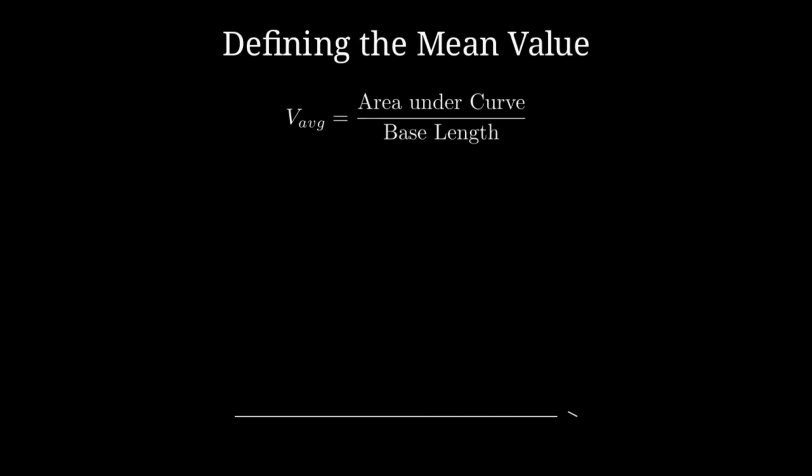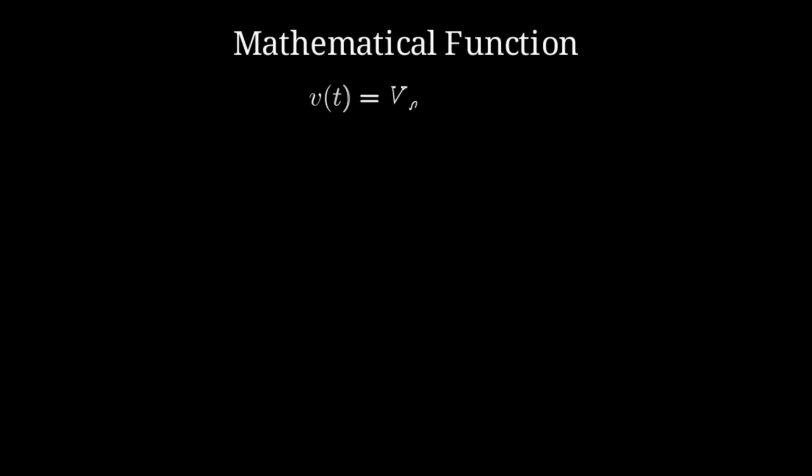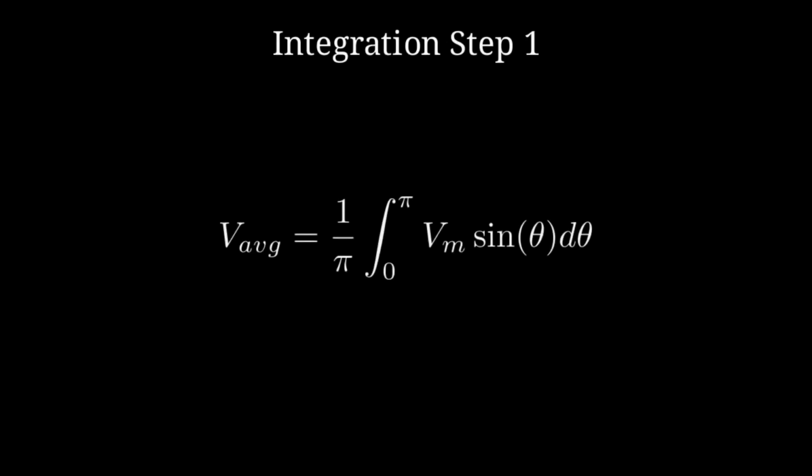The mean or average value of a periodic function is defined as the area under the curve for one cycle divided by the length of that cycle. For a rectified wave, we calculate this over a half period, from 0 to pi. The instantaneous voltage is represented by the peak voltage Vm times the sine of omega t. Since the full-wave rectifier makes all values positive, we are essentially integrating the absolute value of the sine function over our interval. We pull the constant peak voltage Vm outside the integral.